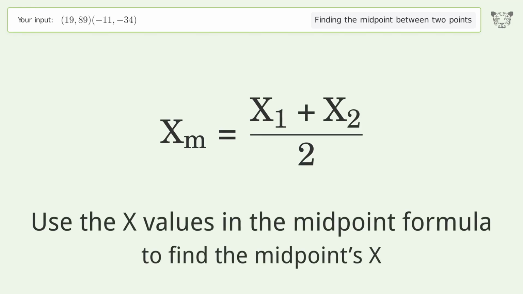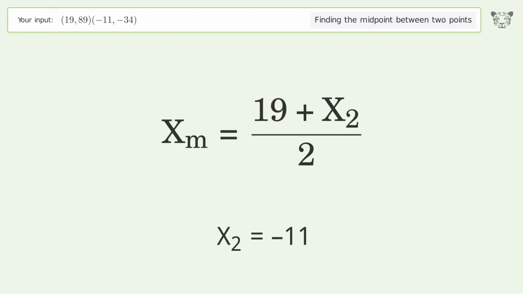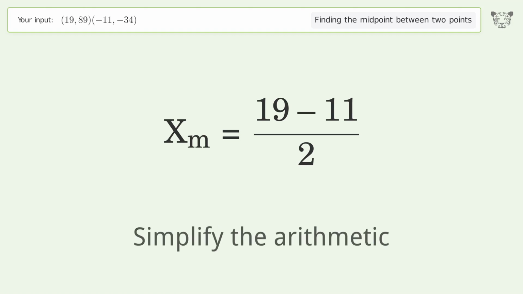Use the x values in the midpoint formula to find the midpoint's x. x1 equals 19. x2 equals negative 11. Simplify the arithmetic.